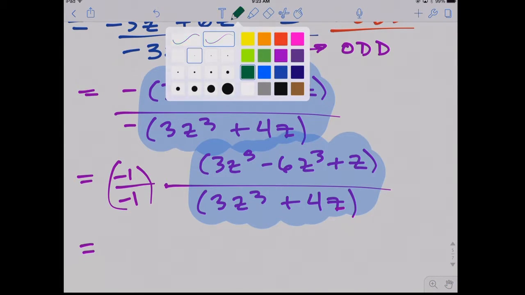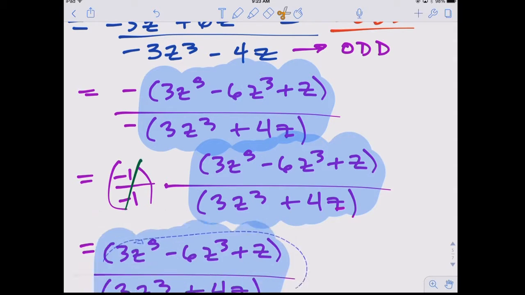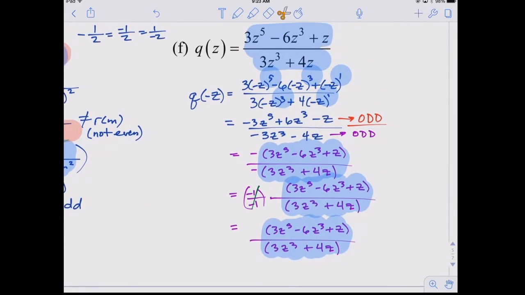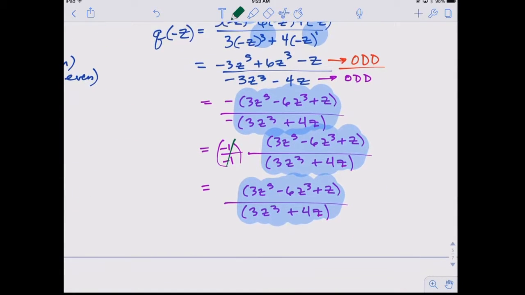Yes. So if you ever factor a negative out of the top and bottom, as I kind of already mentioned, you're going to end up with a positive 1, essentially. And now we end up with really the exact same thing that we started with. So this ends up being q of z. So q of z is what? Even, odd, or neither?